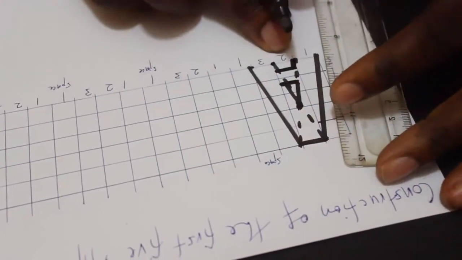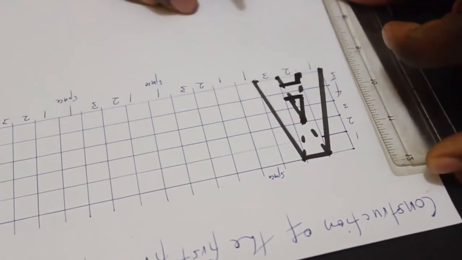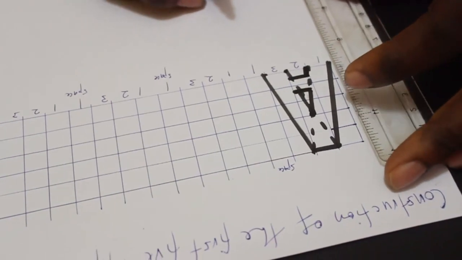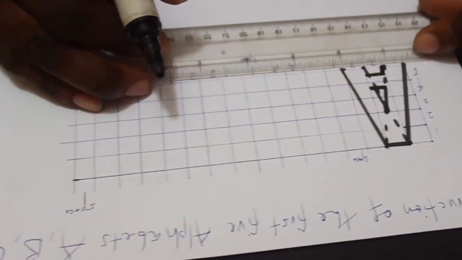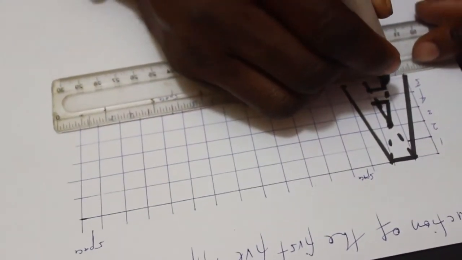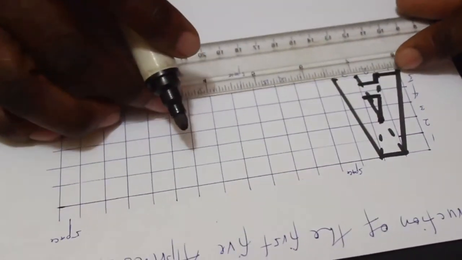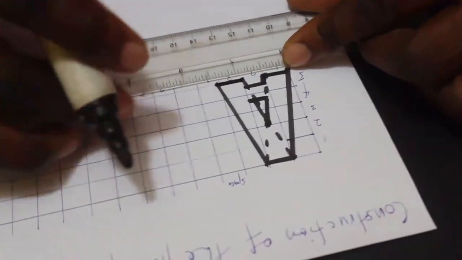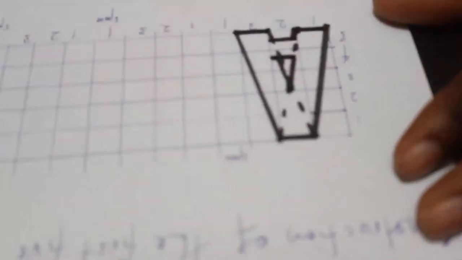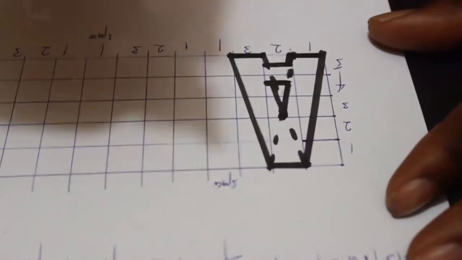Then you do the same here. The square labeled 2, you divide that square into 2 with a faint line or broken line. Then you trace half of that square out with a straight line. So that is it. The A is ready.